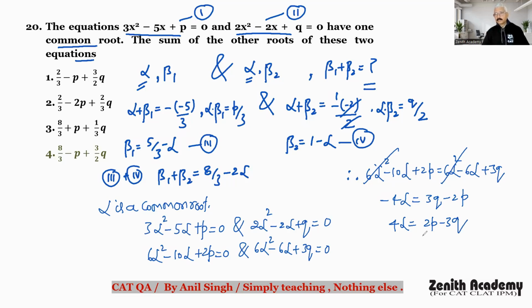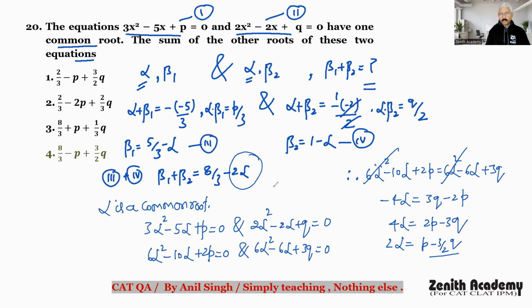So now alpha will be, it's 4 alpha. Here we require 2 alpha. So 2 alpha will be p minus 3 by 2 q.